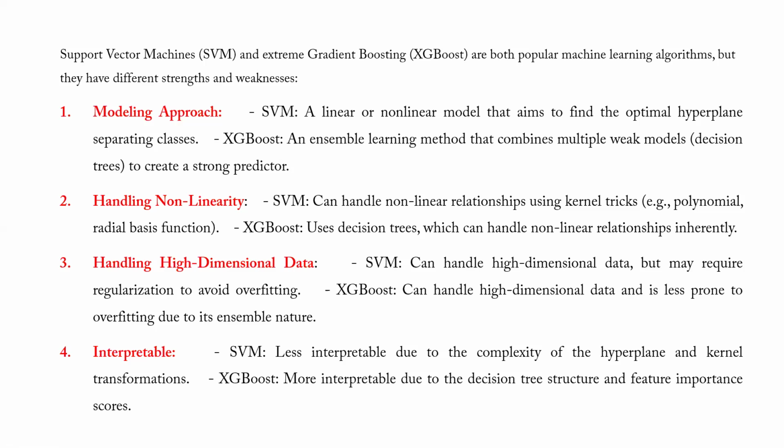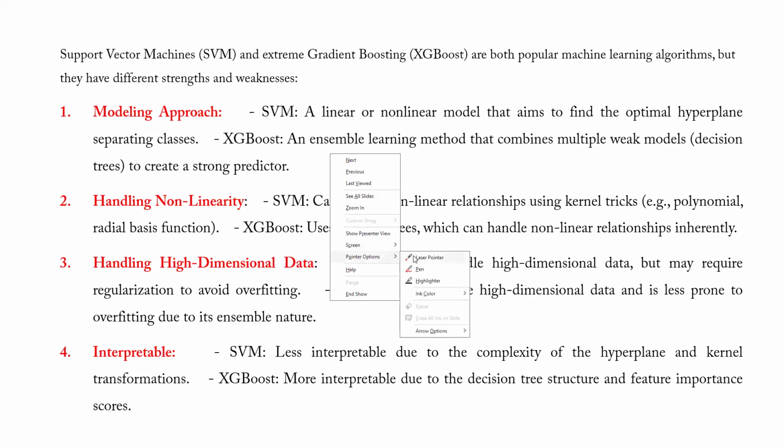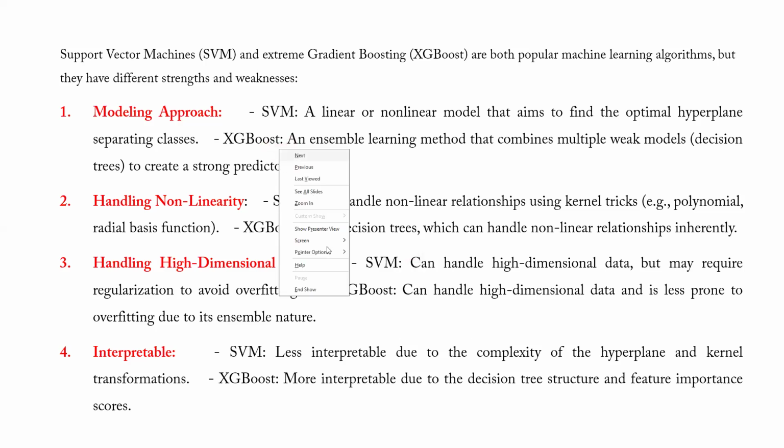If you go to the background of this XGBoost, it will directly target the residuals, so the objective of this algorithm is to reduce the error. SVM can handle nonlinear relationships using kernel tricks. What is meant by kernel means that we have to go into the background of the model. And XGBoost uses decision trees, which can handle nonlinear relationships inherently, because there are not that many mathematical calculations. It will split the data based on features.